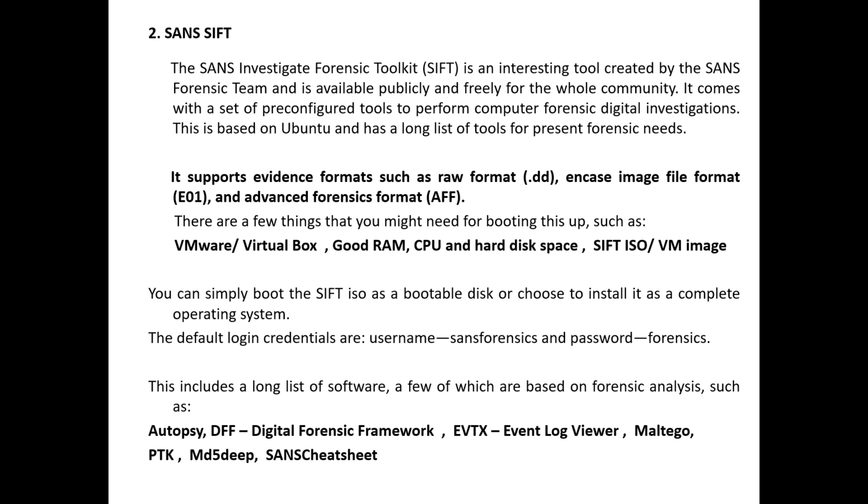For logging in the first time, the username is sansforensics and the password is forensics. As already mentioned, it consists of a number of pre-configured tools. Some of them are DFF, Event Log Viewer, Maltego, Autopsy, PTK, and md5deep. So these are some of the tools already present in this toolkit. This toolkit provides all the facilities, starting from taking the data, duplicating it, analyzing the data, and creating reports.